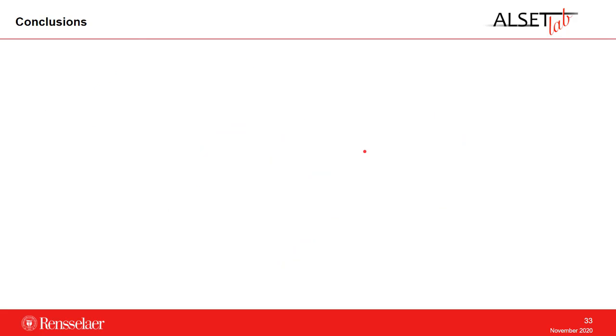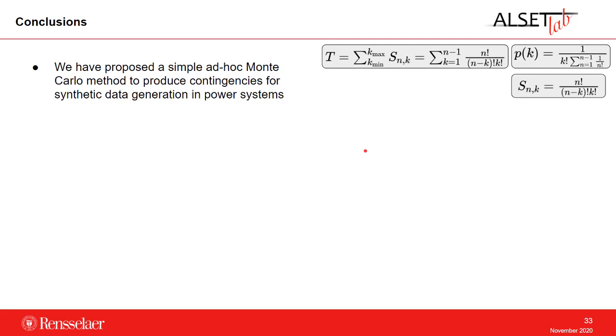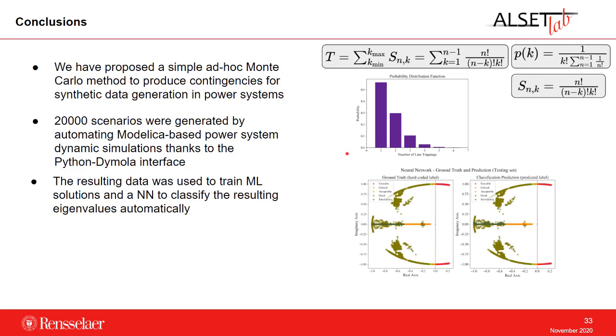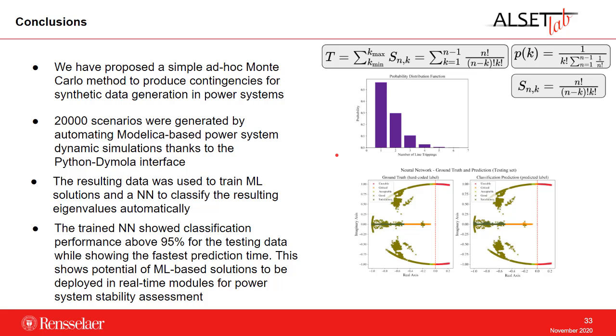So to conclude our work, we have proposed a simple ad hoc Monte Carlo method to produce contingencies with physical meaning for synthetic data generation in power systems. And we have generated 20,000 scenarios via Modelica-based models, and these scenarios have been used to train neural networks with the aim of automatically analyzing the small signal stability of the system. And among the methods that we have studied, we have seen that the neural network shows a balance between execution time, which is critical for real-time applications, and performance.